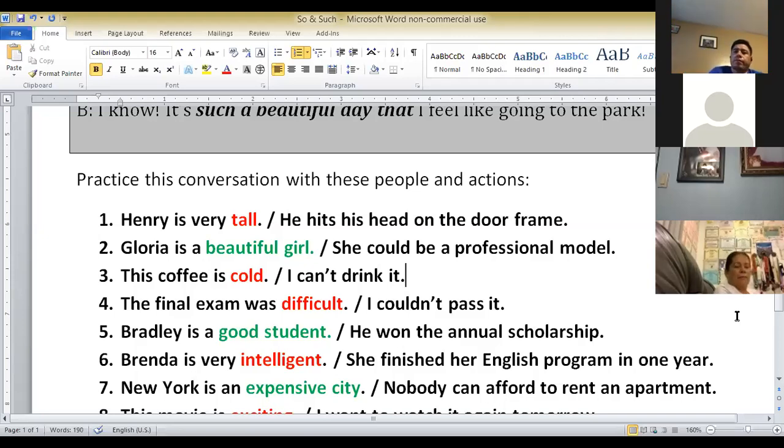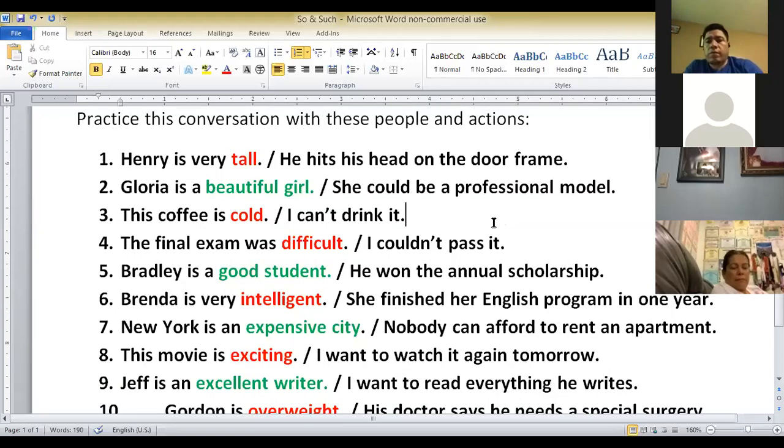Guadalupe. Bradley is a good student. He is such a good student that he won the annual scholarship. Very good. He's such a good student that he won the annual scholarship. Excellent. All right, let's see. Isadora.